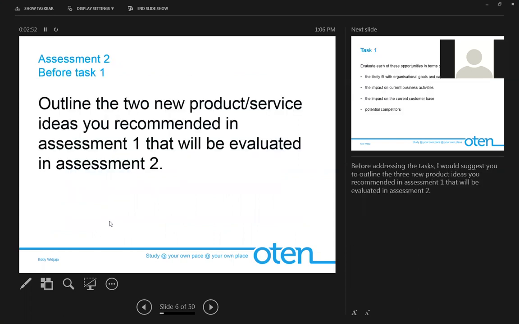Okay, before task 1, I would suggest that you outline the 2 new product service IDs that you recommended in assessment 1 that will be evaluated in assessment 2. I would appreciate it if you do not write the product IDs as opportunity 1 and opportunity 2, but relabel them, and briefly describe your new product or service IDs.